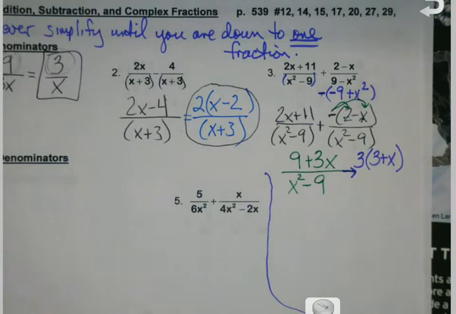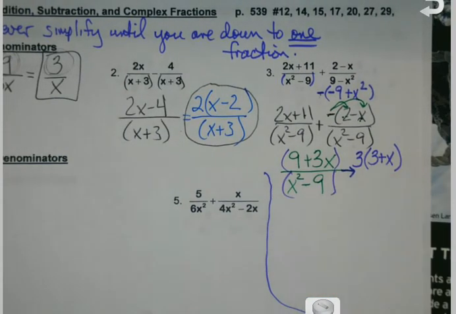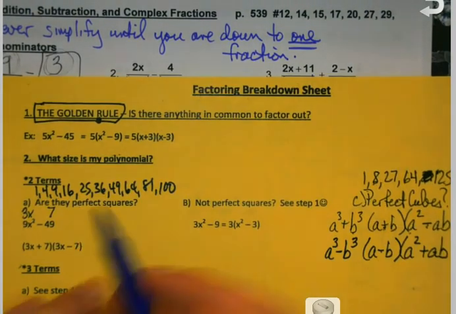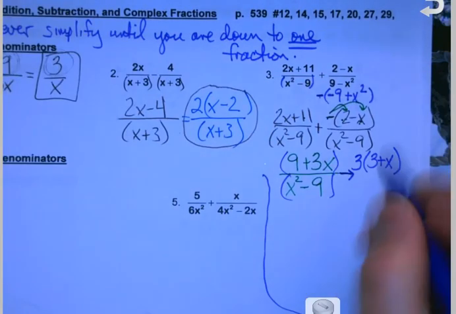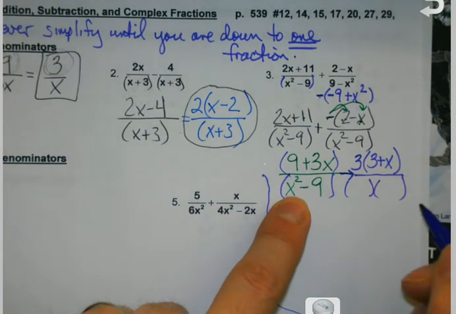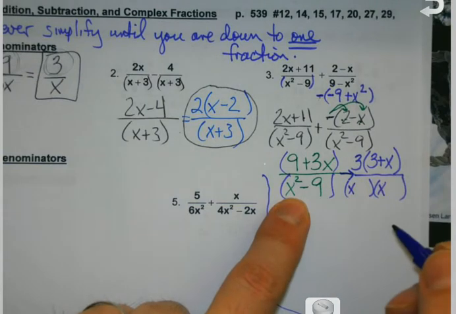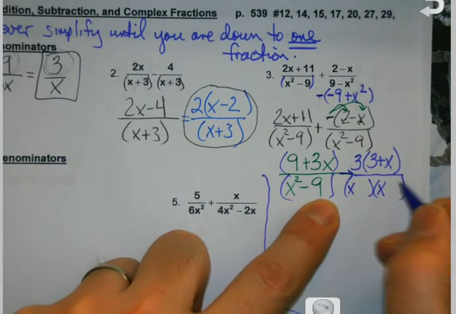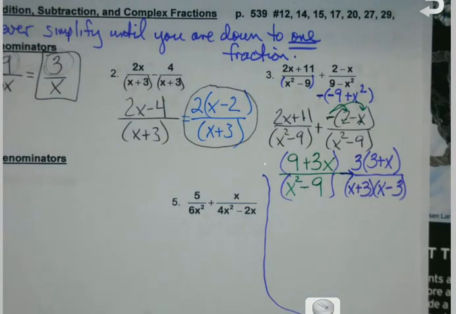Ooh, but there's even one more thing to look at. Well, let's look at the denominator for a minute. Are they perfect squares? Yes! Okay, so now I'm going to go ahead and factor this too. So x times x is x squared. Okay. 3 times 3 is 9, and from my help sheet, I know one's a plus and one's a minus.